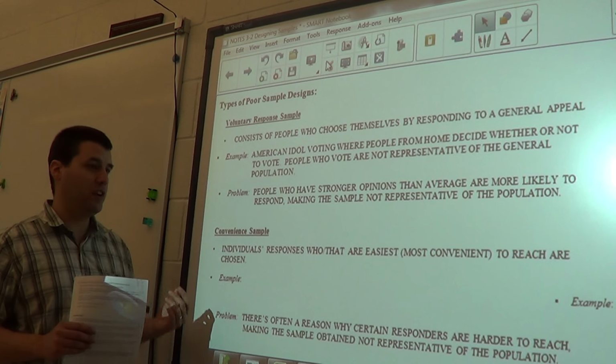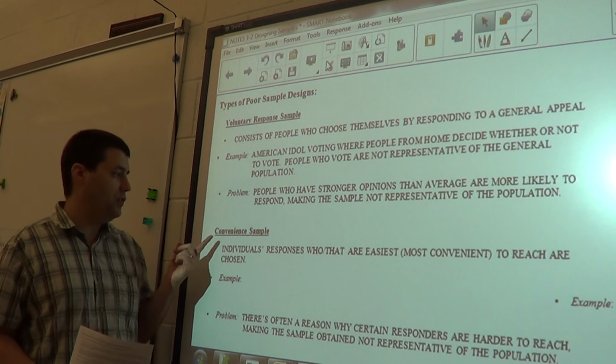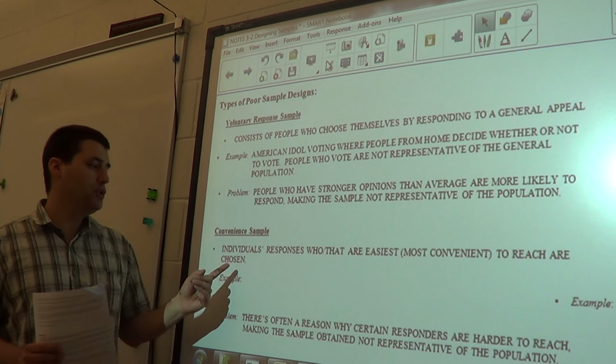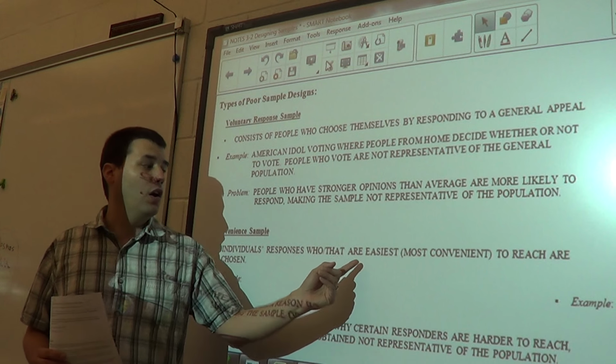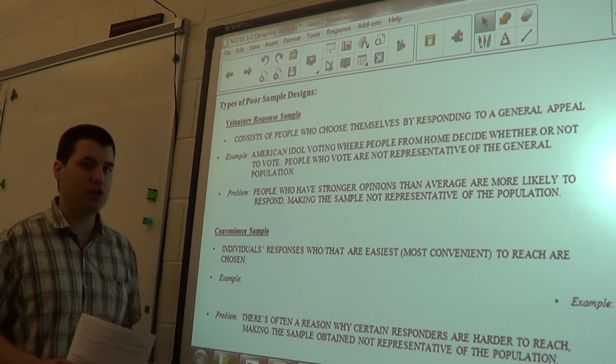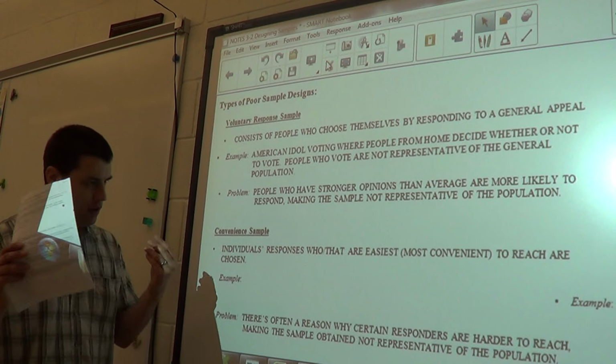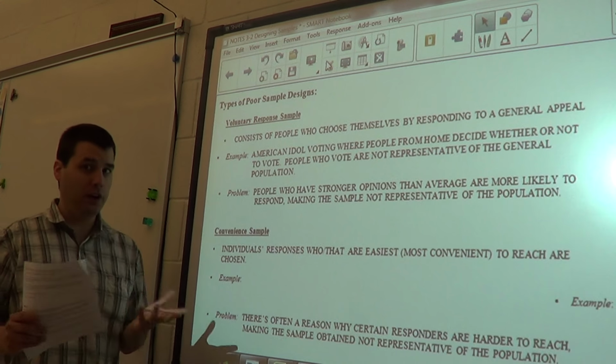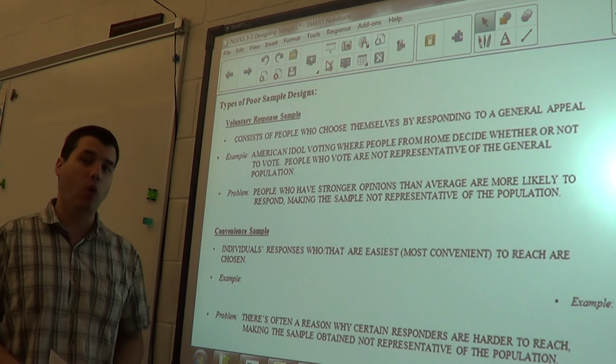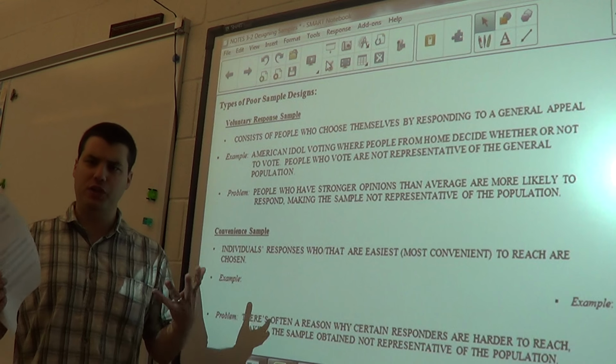Next type, also very common, you've been a part of a lot of these, a convenience sample. Individuals' responses who are easiest or most convenient to reach are chosen. We just get the answers right here and call that it. Not necessarily a problem always, but it's a problem if I want to call my answers representative of a whole bigger population.